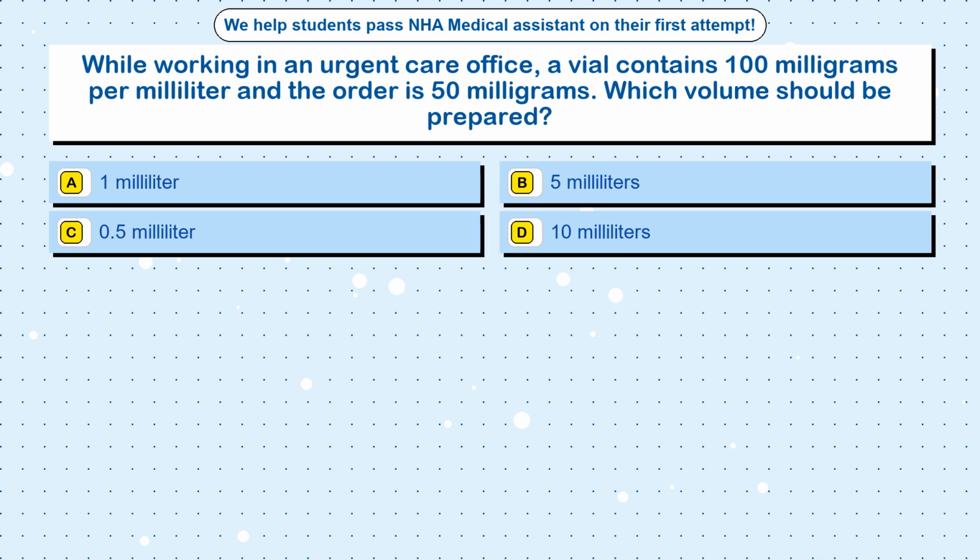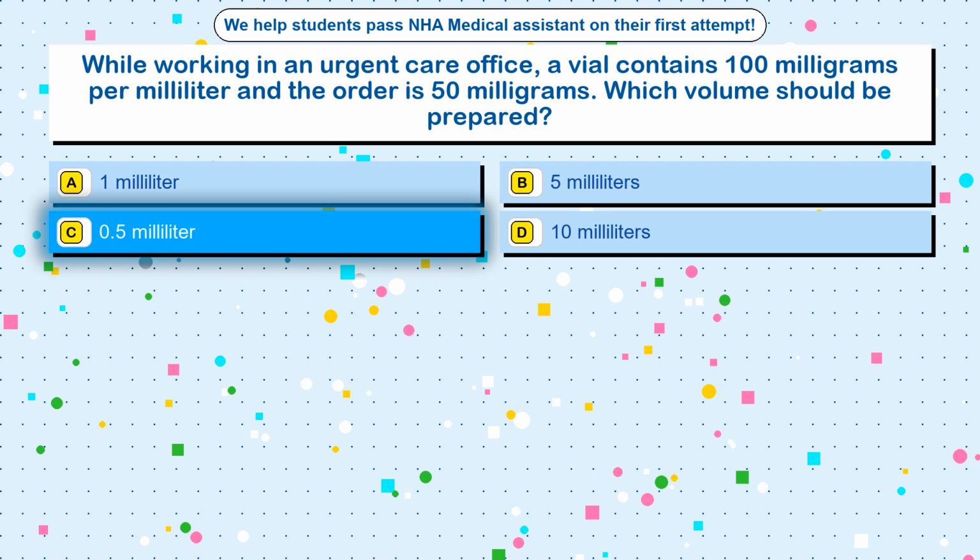Question 22. While working in an urgent care office, a vial contains 100 mg per milliliter and the order is 50 mg. Which volume should be prepared? Option A, 1 milliliter. Option B, 5 milliliters. Option C, 0.5 milliliter. Option D, 10 milliliters. The correct answer is option C, 0.5 milliliter.